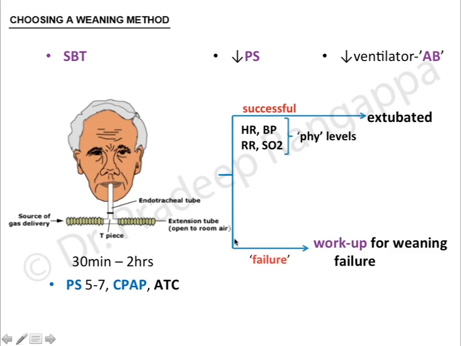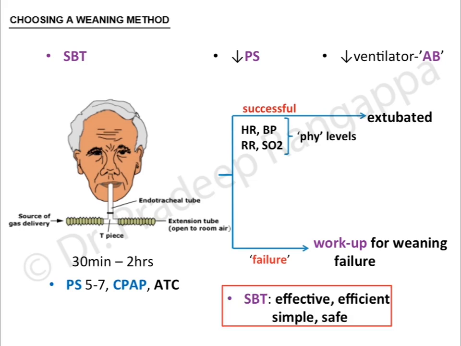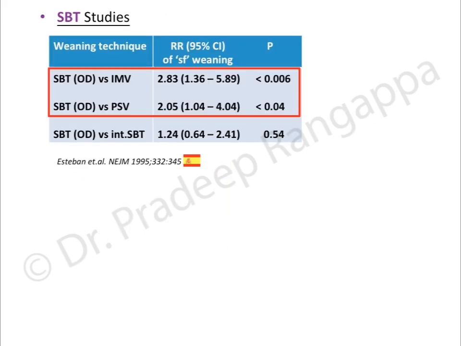If they fail this whole process, then you would work them up for weaning failure. That is when you have to determine additional steps that may be needed to wean them off the ventilator. What has been found is that spontaneous breathing trial is effective, efficient, simple, and safe. This is found to be more practical, and there are multiple trials comparing spontaneous breathing trial with gradual reduction of pressure support or with reduction of ventilator-assisted breaths, to see which one fares better with regards to the weaning process. If you look at the spontaneous breathing trial studies, there are multiple studies.